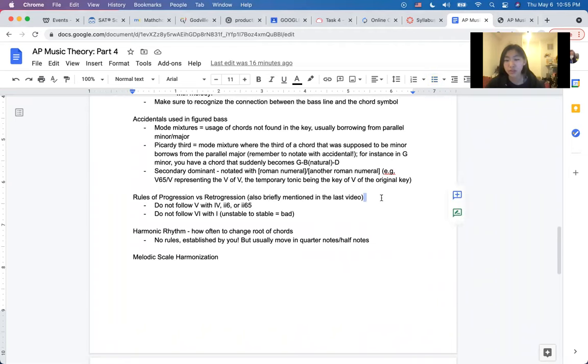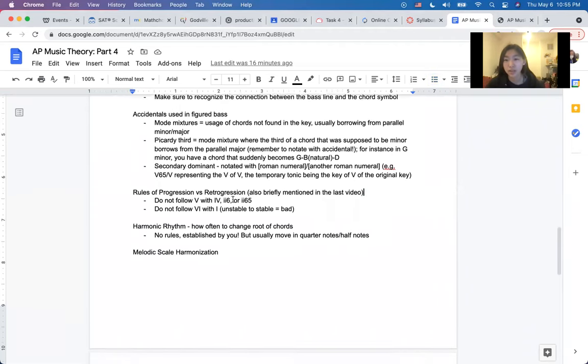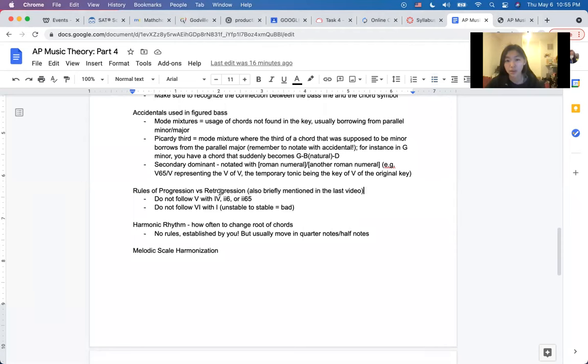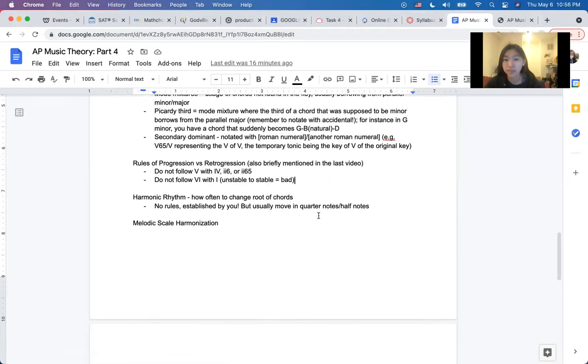So, rules of progression versus retrogression. I think we mentioned last time the difference between progression and retrogression, which is progression is where you go from stable, usually, to a slightly more tense and unstable before you resolve, whereas retrogression is going from unstable to stable, which is not what you want. So you never want to follow a 5 chord with a 4, a 2/6, or a 2/6/5. You also never want to follow a 6 with a 1, because that is an example of going from unstable to stable, which is bad.